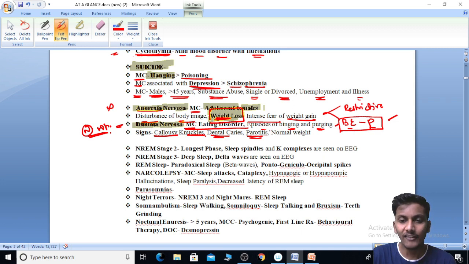Along with that, an important feature that I've already explained to you is that in cases of bulimia nervosa, the females would have normal weight. Remember, it is important, right? So important things. Also in cases of bulimia nervosa, the first line treatment would usually be psychotherapy, like cognitive behavioral therapy. Remember that, okay? Important features.